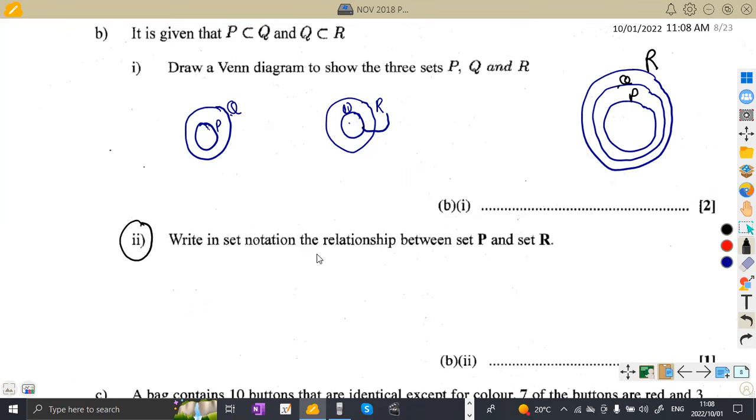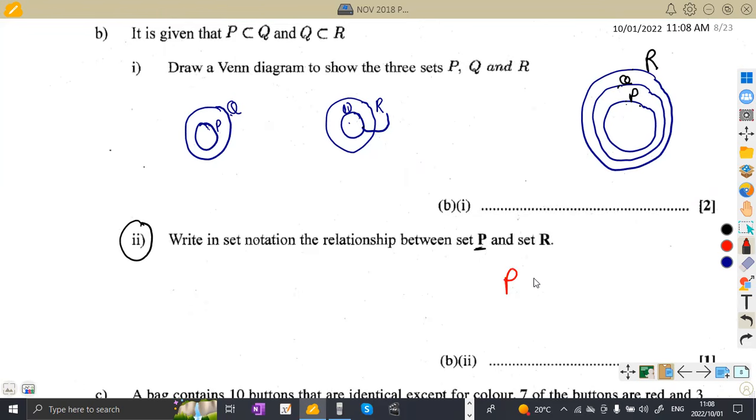Then the last part is now item 2. Write down the set notation that is the relationship between P and R. What is the relationship between P and R? Since P is a subset of Q and Q is a subset of R, it means this P is also a subset. It's contained by R.